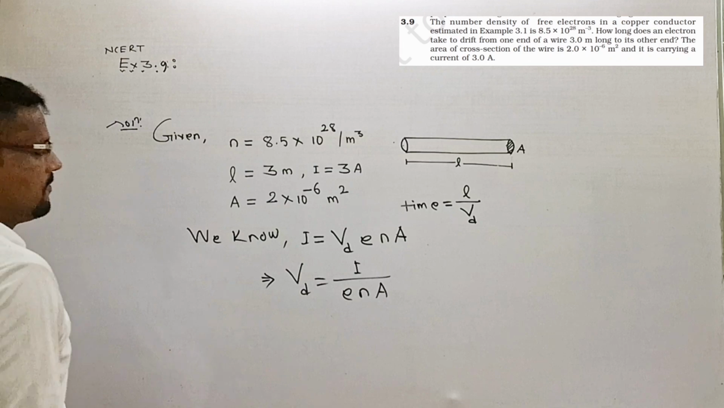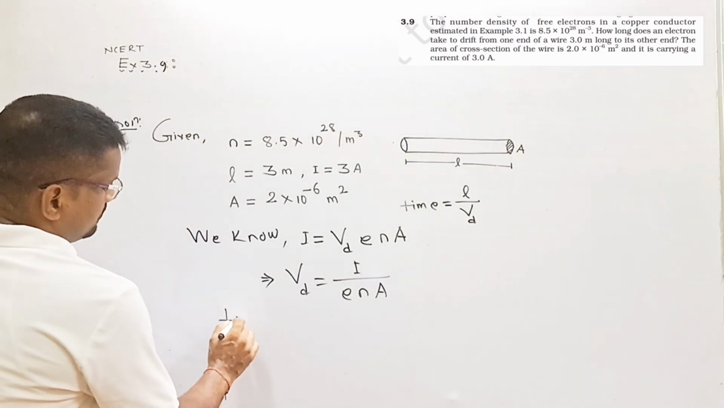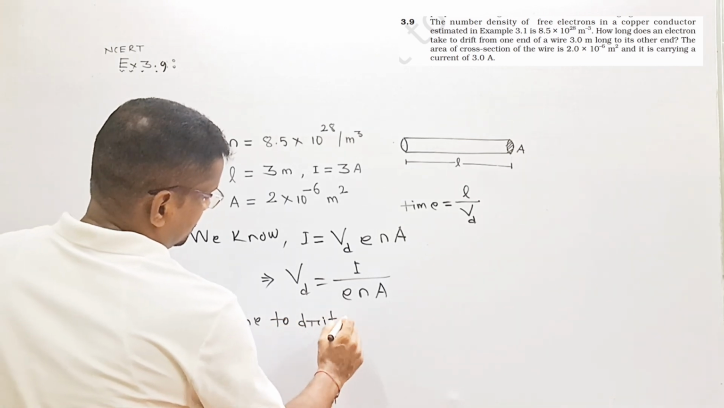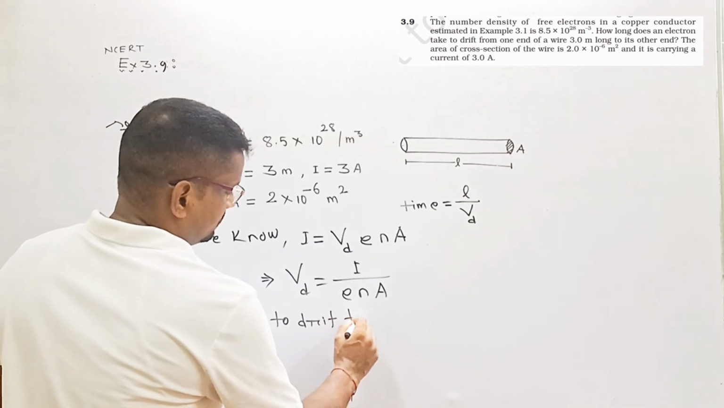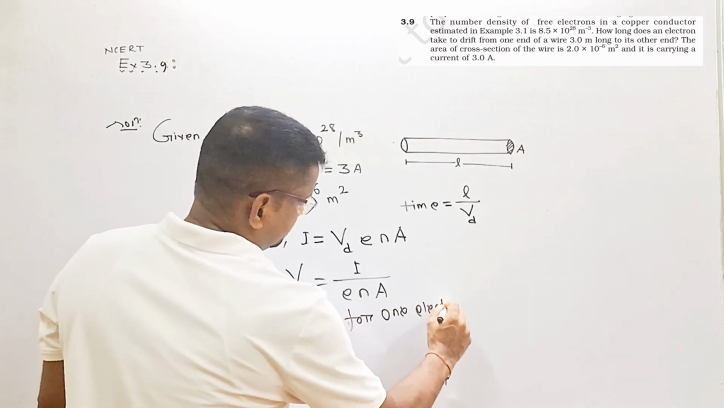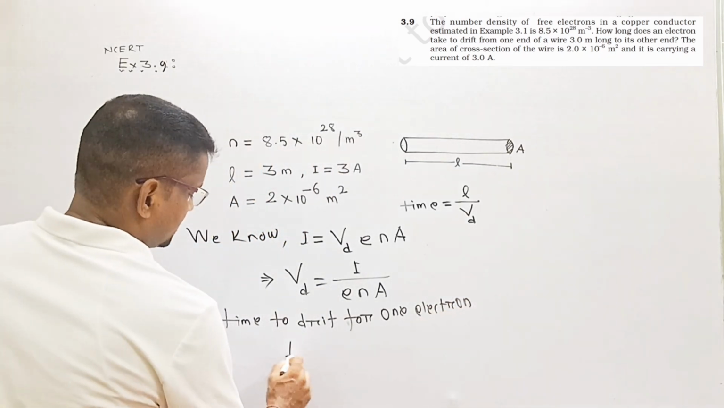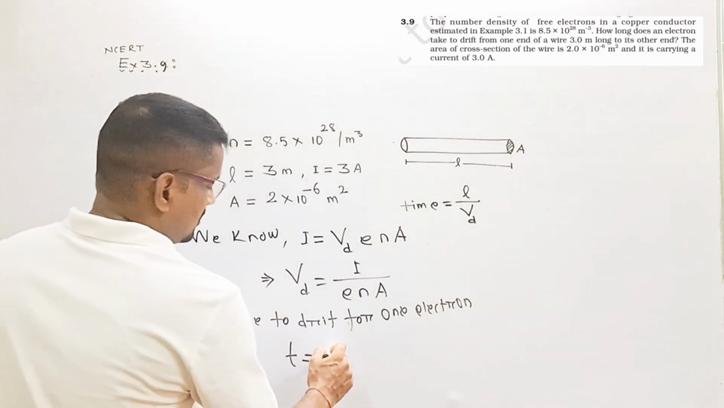Now we have to find out the time. Let us do one thing: the time to drift for one electron, let us denote it by t, equals the length of the conductor divided by Vd.